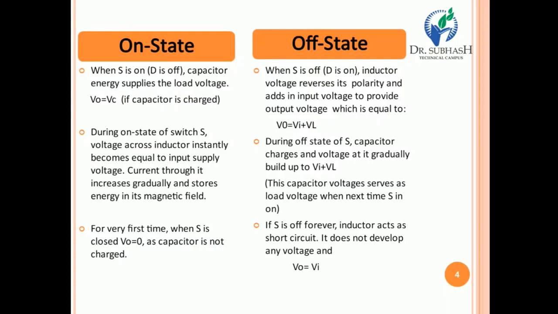Now we discuss the off state, when S goes into the off condition, right? The inductor voltage reverses its polarity and adds to the input voltage to provide the output voltage. So the output voltage Vout equals the input voltage Vi plus the voltage across the inductor, known as VL. So in the off condition, Vout equals Vi plus VL, and in a similar way, in the on condition, Vout equals VC, right?